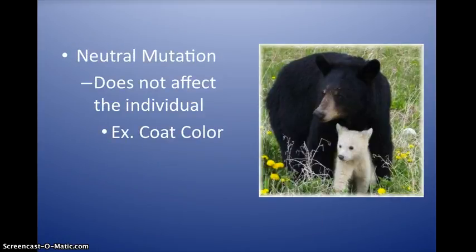The third type of mutation is a neutral mutation, which means it does not affect the individual at all. So it doesn't give them any positive effects, it doesn't give them any negative effects, and an example of that would be coat color.